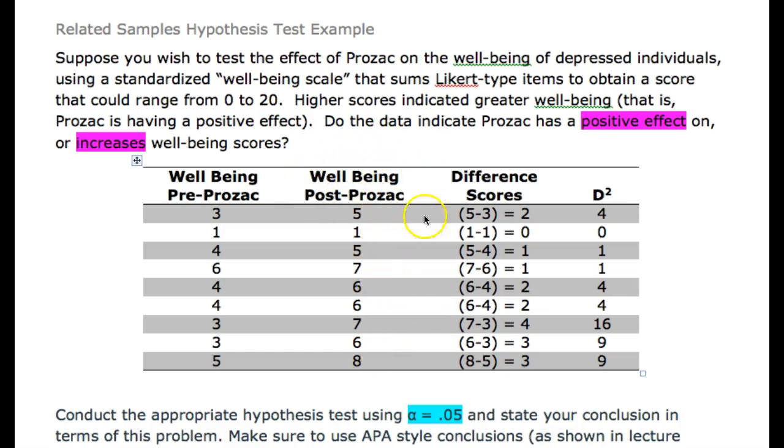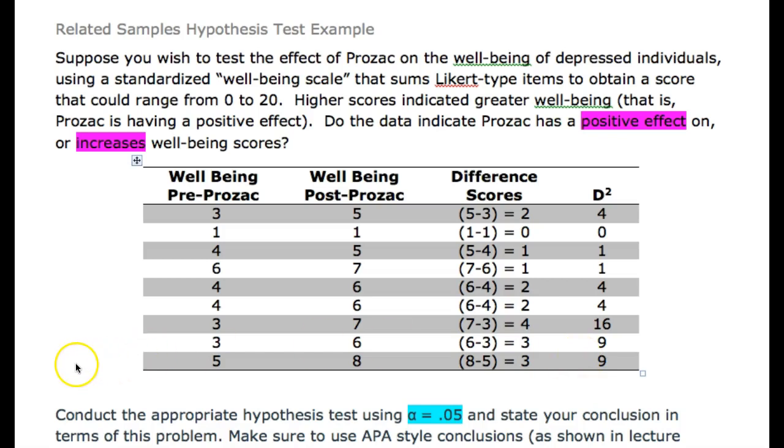And because this is a related samples test, we're not going to use these as individual or independent scores. These are related to each other. So we're going to have to calculate the difference scores, and I've gone ahead and done these in this column here. And since we're going to need to square everything for the standard deviation formula, I went ahead and squared everything so that we'd have everything ready to go.